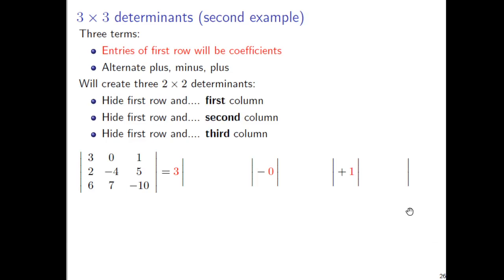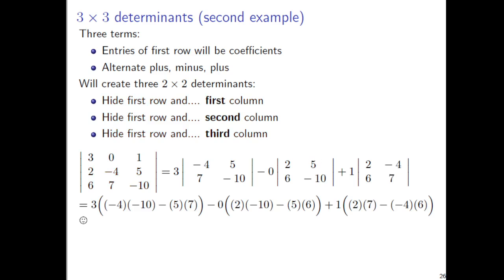Here's another example, just to make sure. The entries of the first row will become the coefficients. So 3, 0, 1 are written here, here, and there. We are again going to alternate plus, minus, plus. So there's a plus in front of the 3, a minus in front of the 0, and a plus in front of the 1. And then we will always hide the first row, but to fill in the first 2 by 2 determinant, we hide the first column, and for the next one we hide the second column, and for the last one we hide the third column.